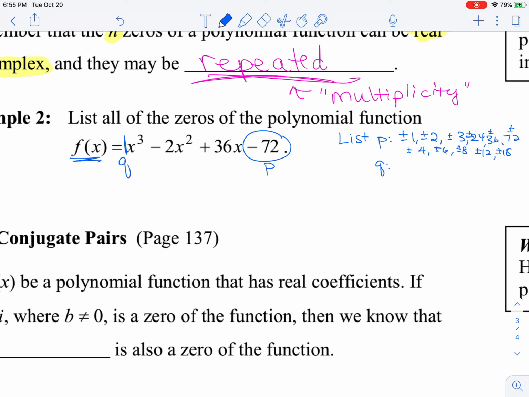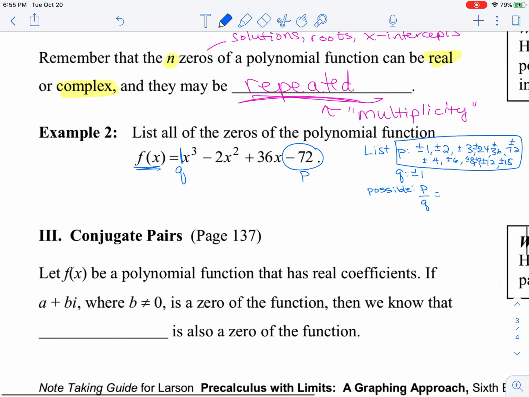And then plus or minus 8 and plus or minus 9. Whew! So that's our huge long list, whereas Q only has plus or minus 1. So all of our possible roots are, remember, every value of P over every value of Q, which is really, in this case, just our list of our factors of P.